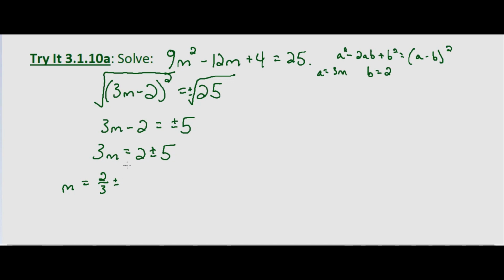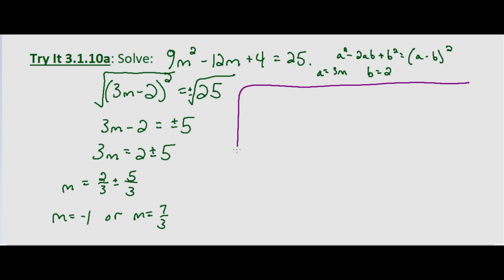And last but not least, we'll divide both sides by 3, giving us m equals 2/3 plus or minus 5/3. That will simplify fairly nicely. m equals 2/3 minus 5/3, that's negative 3/3, which is negative 1. Or m equals 2/3 plus 5/3, that's 5 plus 2 is 7/3.